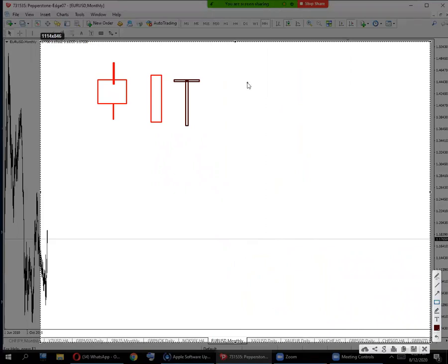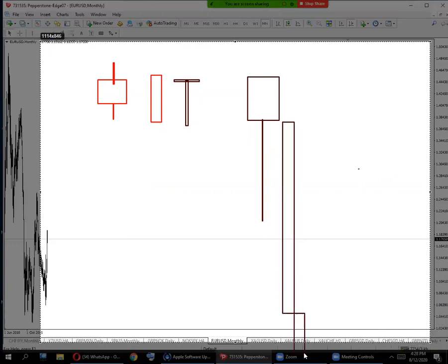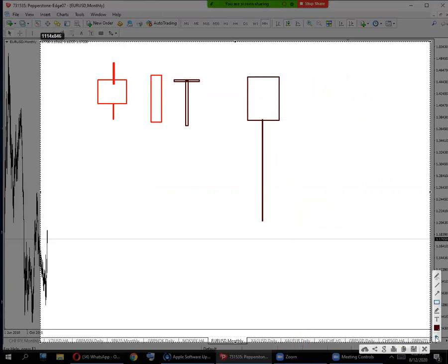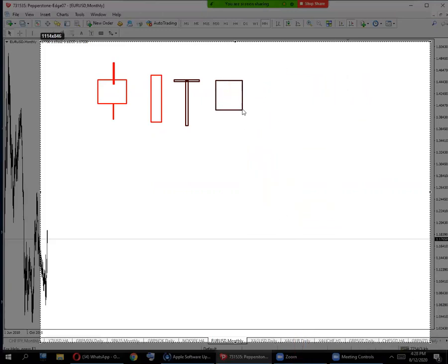Okay, hammer, we can also find a hammer. The hammer looks like this one. So we can also draw the zone. For example, we have these base candles, so we can draw the zone like this one or this one, it depends. And these are the hammer.